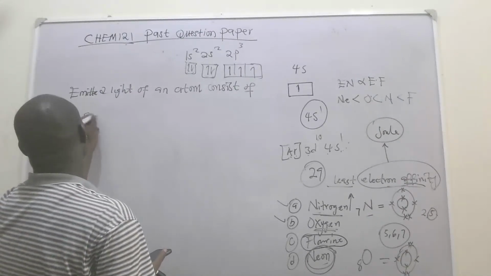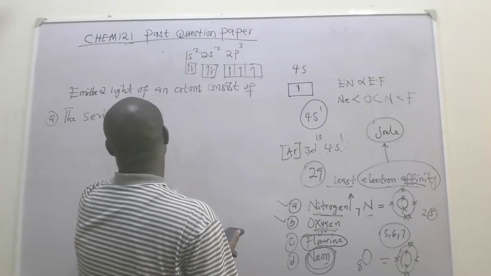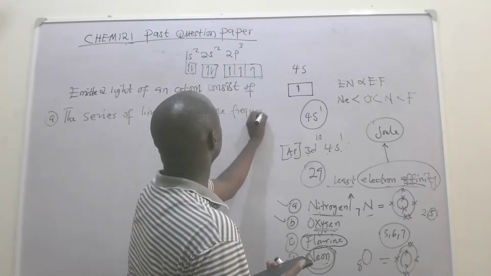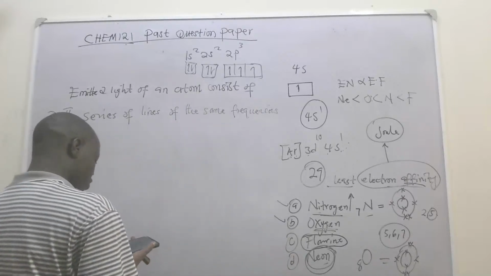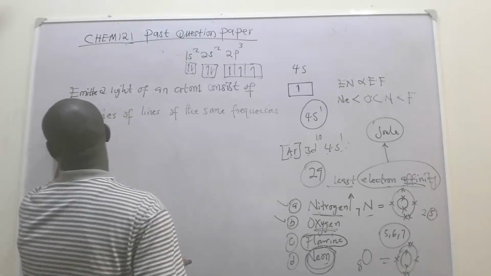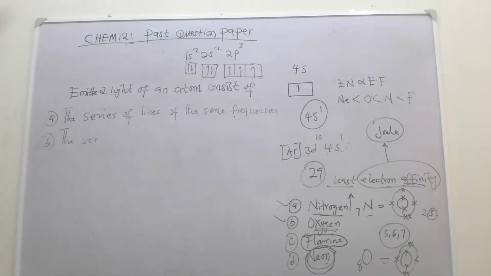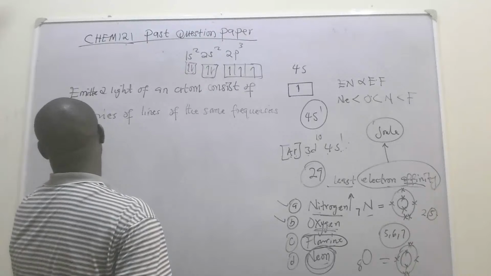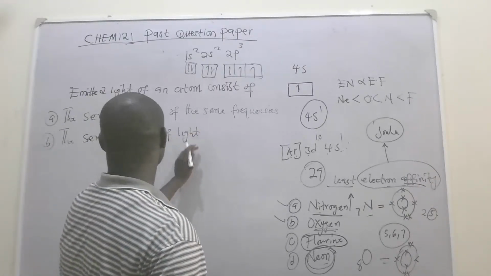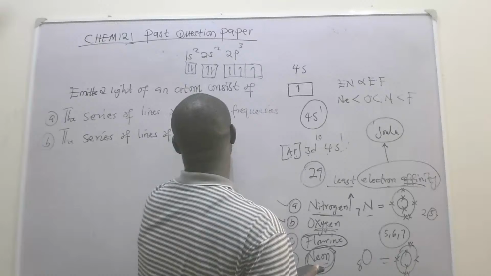Option B, the series of lines of the same energy.